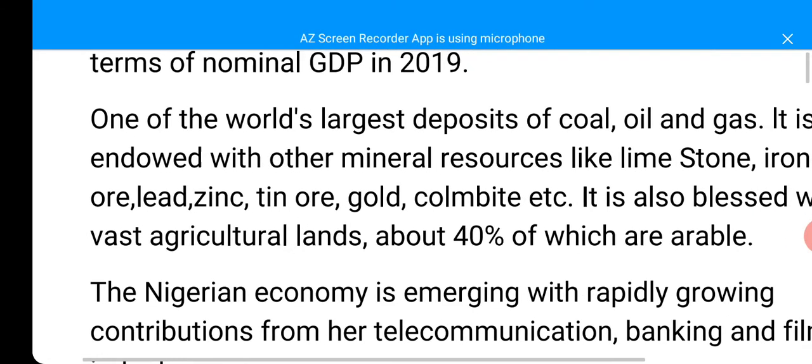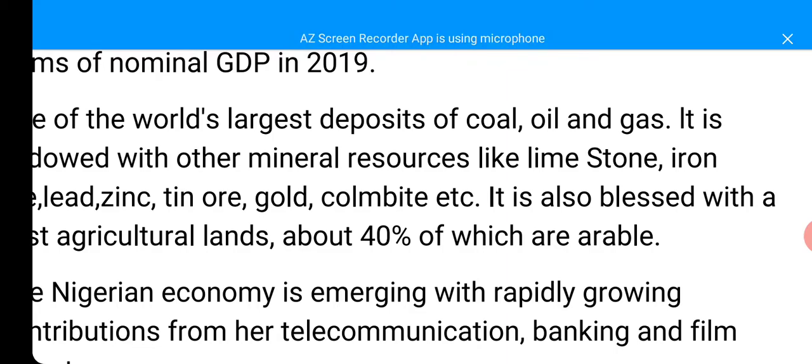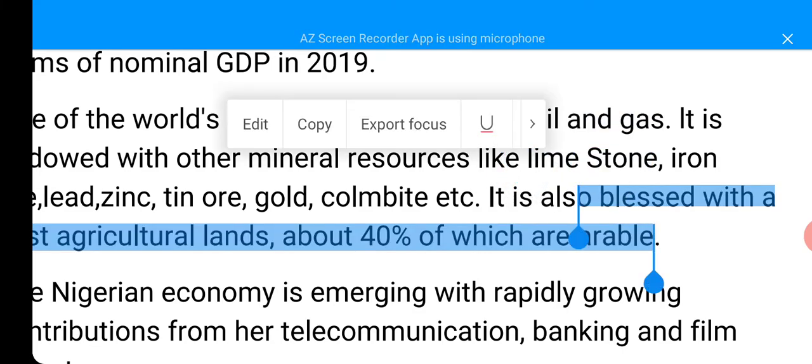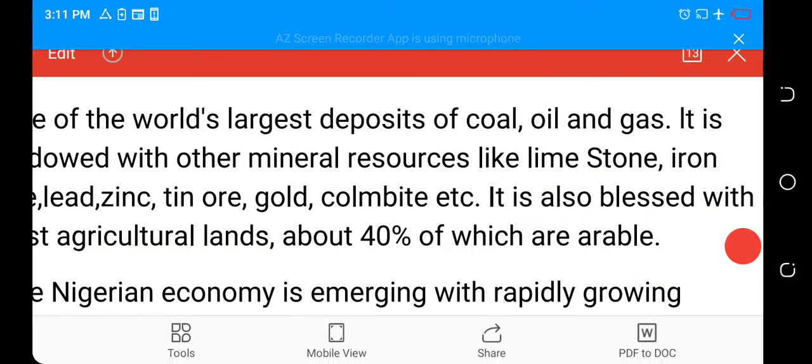Nigeria has one of the world's largest deposits of coal, oil and gas. That is, Nigeria has a large deposit of coal, oil and gas. It is endowed with other mineral resources like limestone, iron ore, lead, zinc, tin ore, gold, columbite, and so on. It is also blessed with a vast agricultural land, about 40% of which is arable. That is, Nigeria has a large area of land, and 40% of that land is arable. That is, it can be used for agriculture.